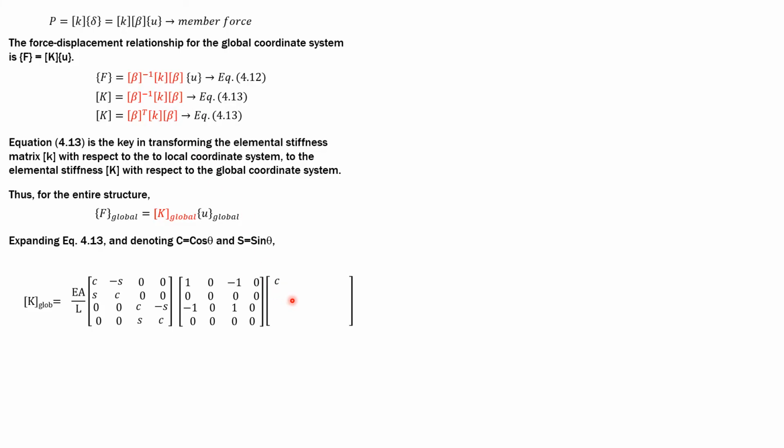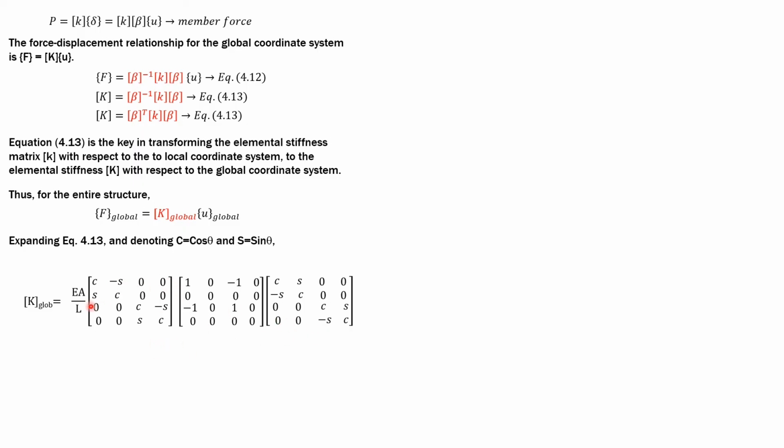beta matrix again, which is CS00, then negative SC00, 00, CS, 00, negative SC. So you just take note of this. This was, I think, equation 4.3. Then this is the inverse or the transpose of this matrix here. So CS00 in column, negative SC, then 00, then 00 CS, 00 CS, then 00 negative SC.